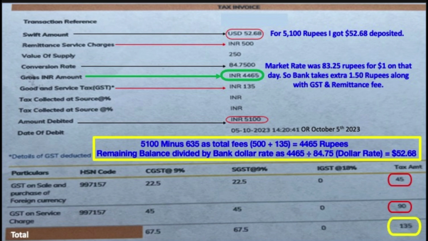So the dollar rate was 83 rupees and 25 paise. And the bank takes an extra 1 rupee 50 paise on every dollar. So the total would be 84.75. That's the conversion rate the bank gives you. So you divide the remaining balance by that bank conversion rate. See here, 44.65 divided by 84.75. This is how much I got: $52.68. I hope you understand.